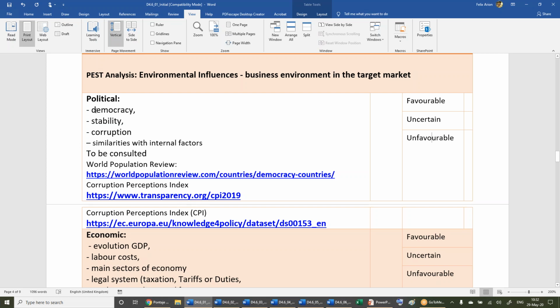For political, there are a couple of elements that you can take into consideration, and we provide you a number of links. For instance, if you're talking about democracy, stability, you can use the corruption perception index, and you will see that if you're going to that country, there is a big problem with corruption, for instance, and from that point of view, you could have some problems in your stability and also in predictability of the market.